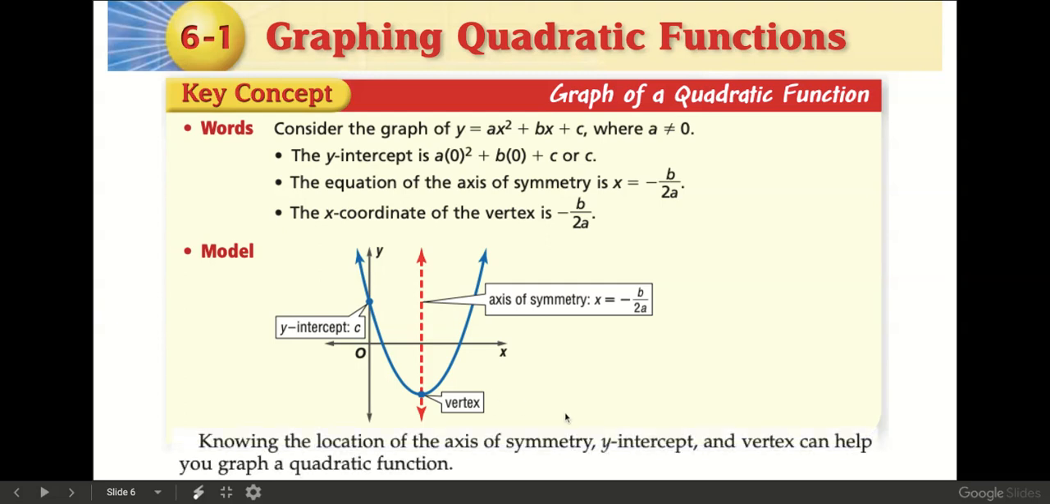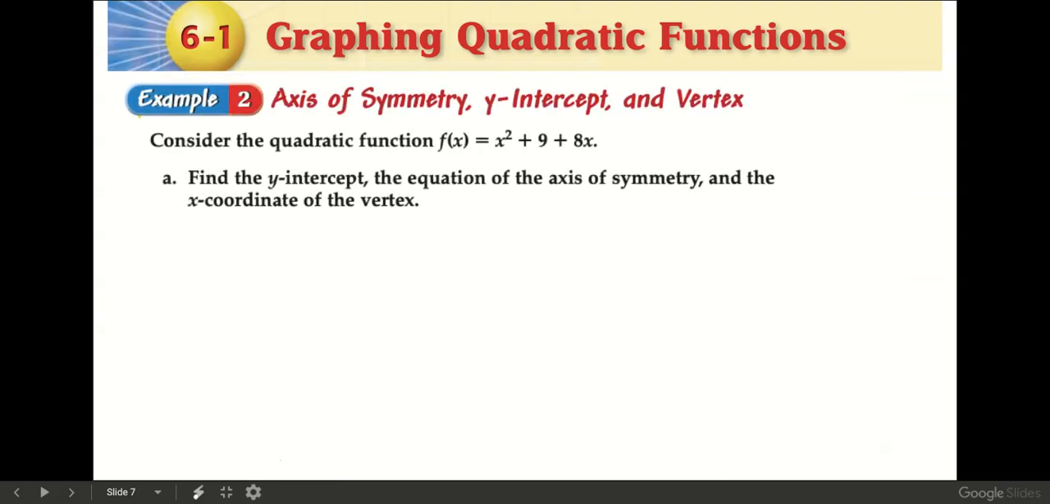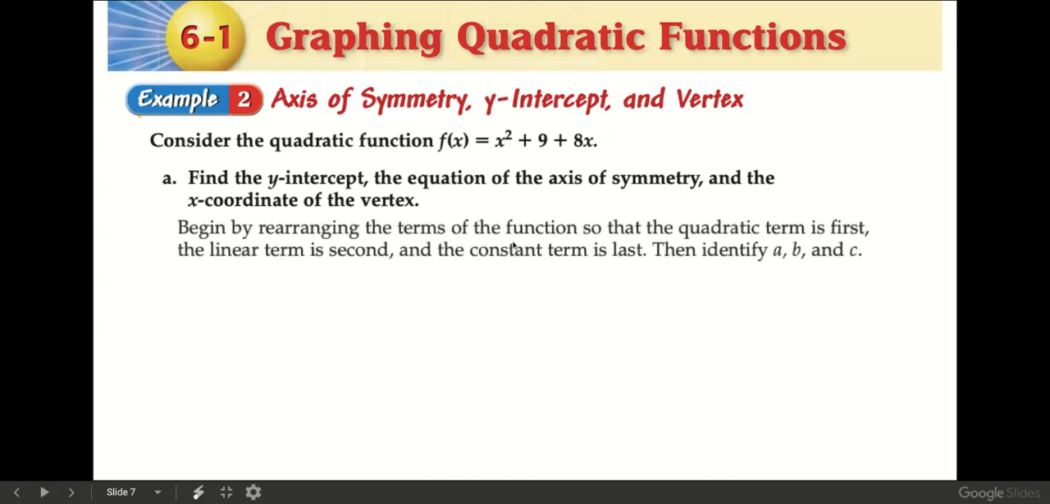So knowing the location of the axis of symmetry, the y-intercept and the vertex can help you graph a quadratic function. So let's take a look. In this example, consider the quadratic function f(x) equals x squared plus 9 plus 8x. So they want us to find the y-intercept, the equation of the axis of symmetry, and the x-coordinate of the vertex. So we're going to begin by rearranging the terms of the function.